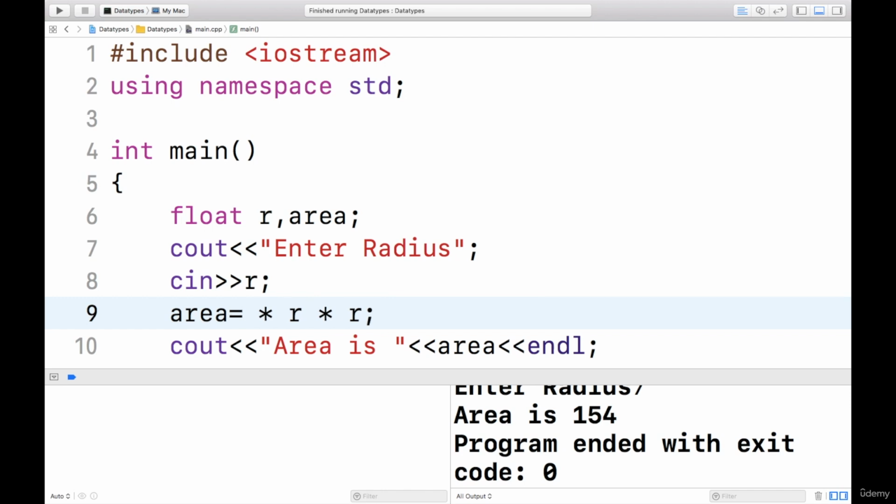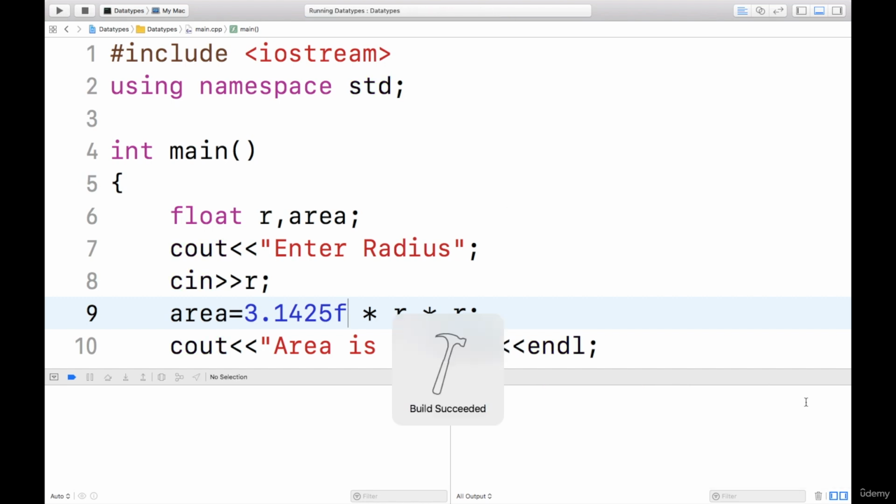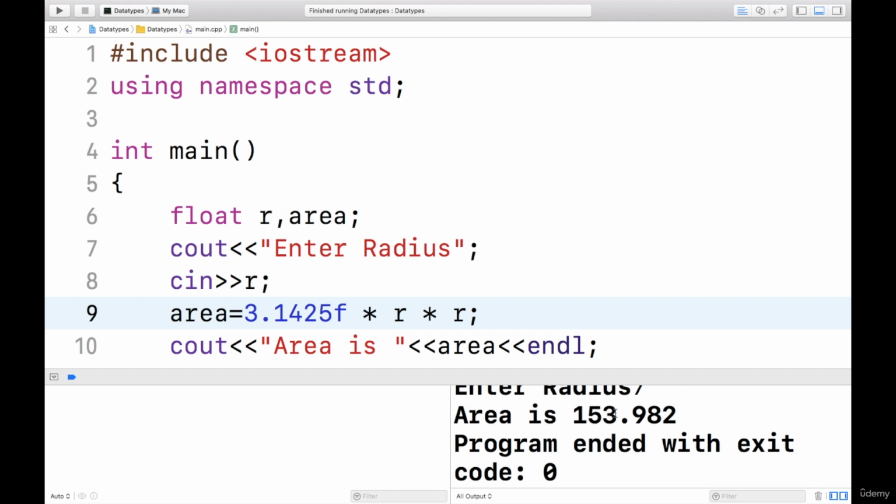Instead of 22 by 7, if I write 3.1425, it is up to 4 digits only. So I'm not getting the exact result. Instead of 154, I'm getting 153.9. So that's it. It depends what type of values you are using in an expression. The result will depend on that. So you have to be careful with this one. These are the basic blocks of our program. So if the expressions are perfect, then the results will be perfect.